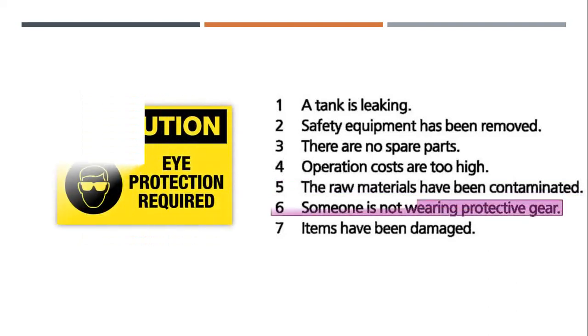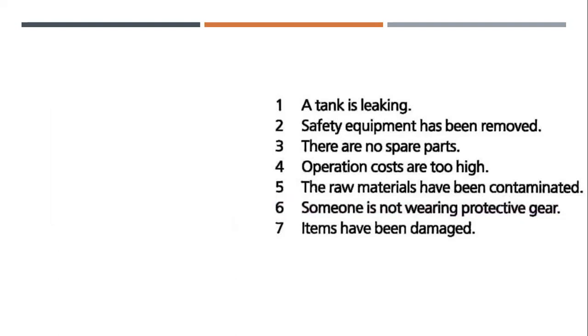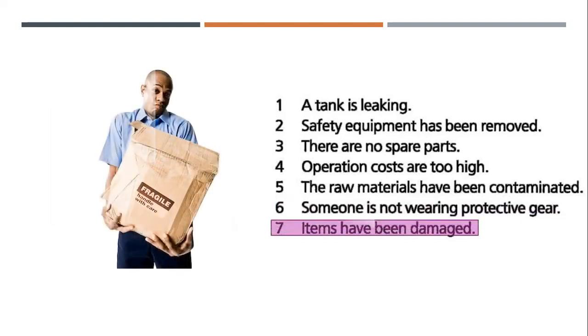Number 6, it says someone is not wearing protective gear. And look at the picture. For example, it says caution, eye protection required. So when someone is not wearing protective gear, they are not wearing the required clothing for protecting their body. And number 7, it says items have been damaged.